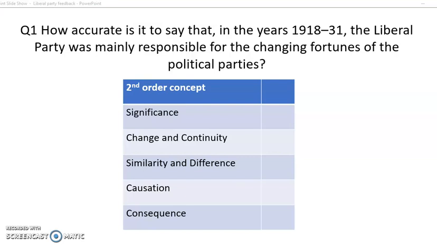With this question, you're going to have to decide which second order concept it is. So we've got our 5 here. You've got a choice of significance, change and continuity, similarity and difference, causation and consequence. So pause the video and think which of these you think it might be. You should have come up with that this is a causation question. What is causing the changing fortunes of the 3 main parties in this date range?